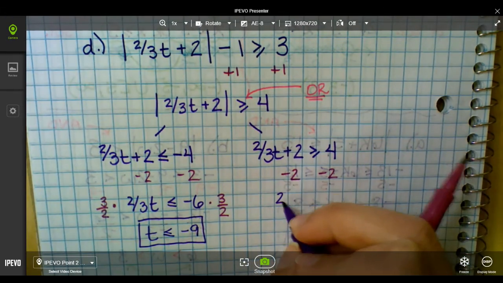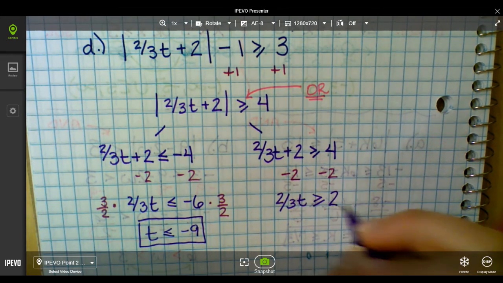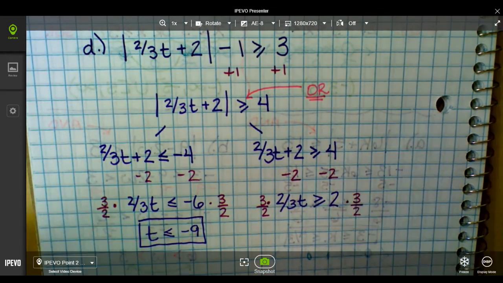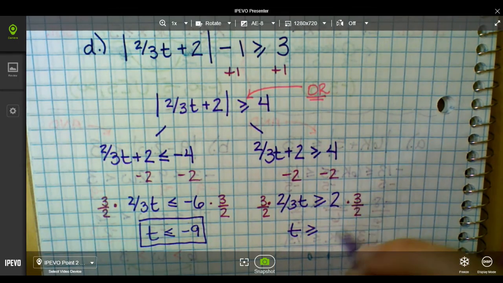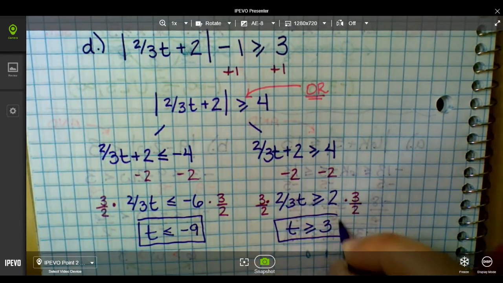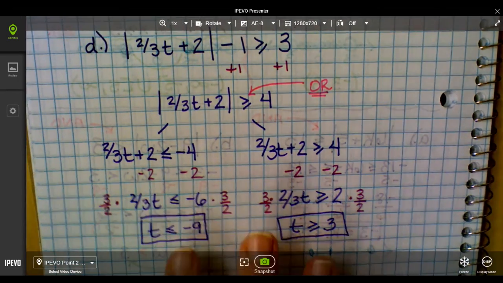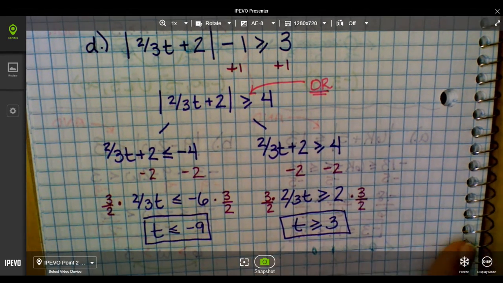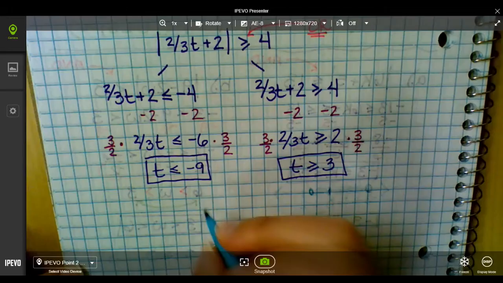So I'm going to move over here and subtract the 2. 2/3 t is greater than or equal to positive 2. Still going to multiply by the reciprocal. So t is greater than or equal to 2 divided by 2 is just 1, and 1 times 3 is just 3, or you can do 6 divided by 2, doesn't matter. Okay, so then I'm going to have this. And again, your negative number is on the left, and it should be less than that lower number. Your positive number is on the right. It should be greater than that one. So always just make sure this sentence makes sense.